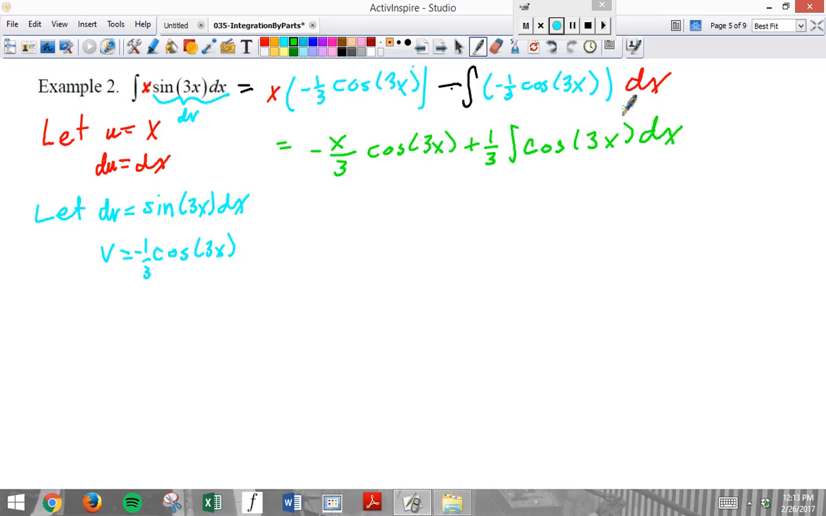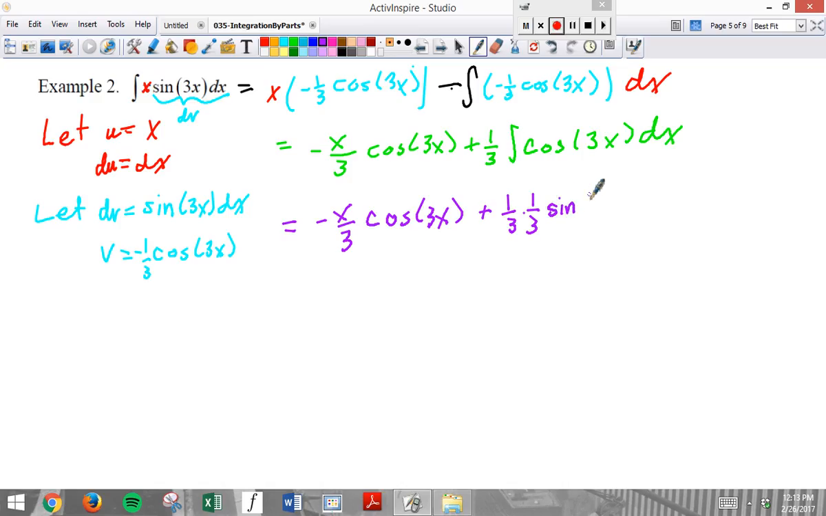Instead, I look at the inside. The inside is 3x. The derivative of the inside would be 3. So in fact, I need to hook off another 3, which will produce another factor of 1/3. So in a moment, you're going to see a 1/3 pop in out of nowhere. That's where it's coming from. So that's that 1/3. And then this integral requires another 1/3 in order to become a hook-off.